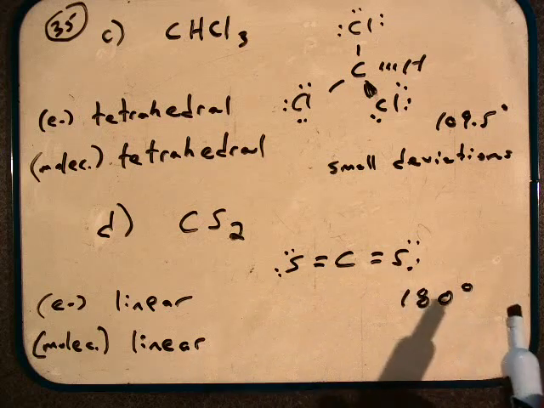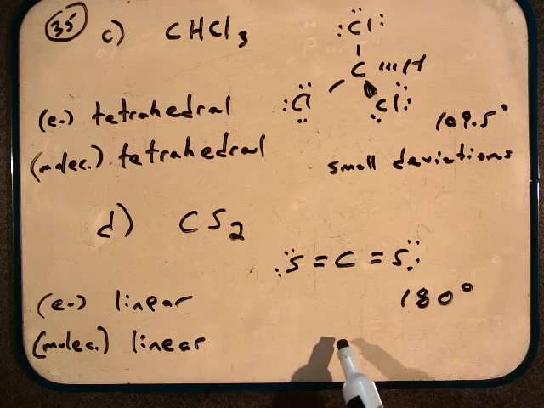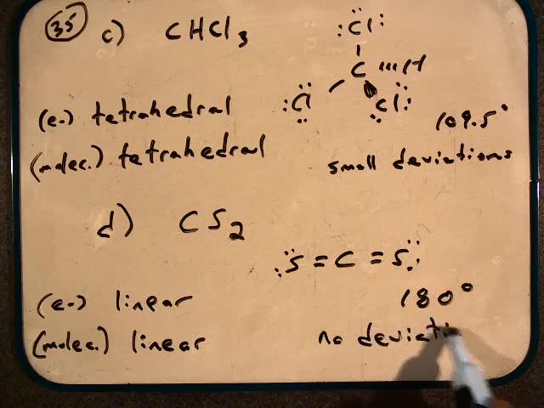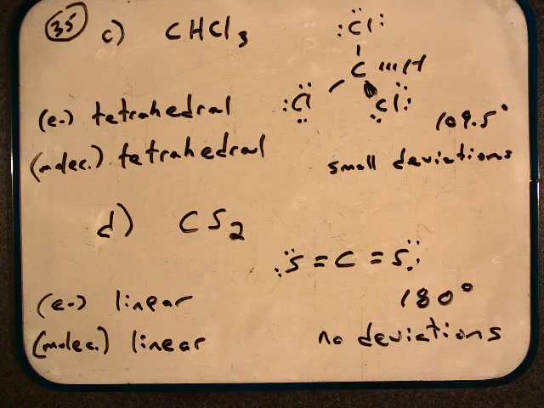Since we have the same elements surrounding the carbon, we would not expect any deviation, not even a small one. So we would have no deviations for carbon disulfide. That is number 35.